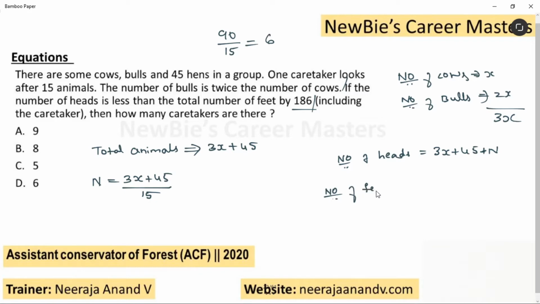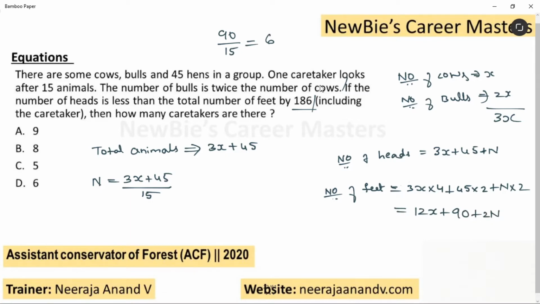Let's get the number of feet now. Each cow and bull has 4 legs. So how many cows and bulls are there? 3x into 4. This is how you can get the total number of legs of these cows and bulls. Then each hen has 2 legs. Total hens are 45. That's why I've taken 45 into 2, plus each caretaker has 2 legs. So total number of caretakers is n. Number of legs is equal to n into 2. Very simple. What is this value? 12x plus 90 plus 2n.